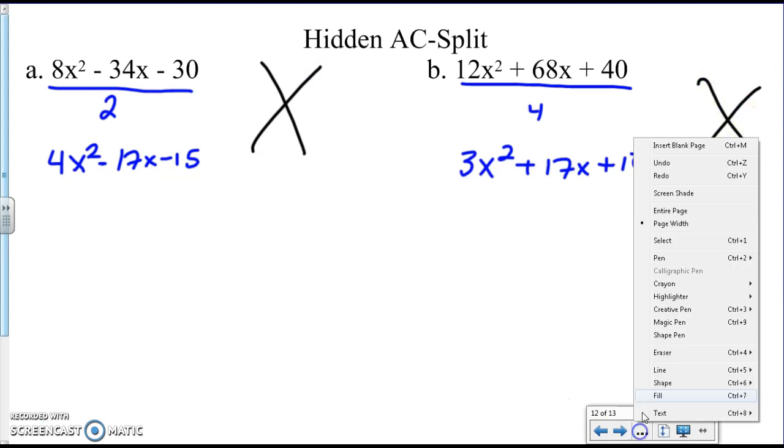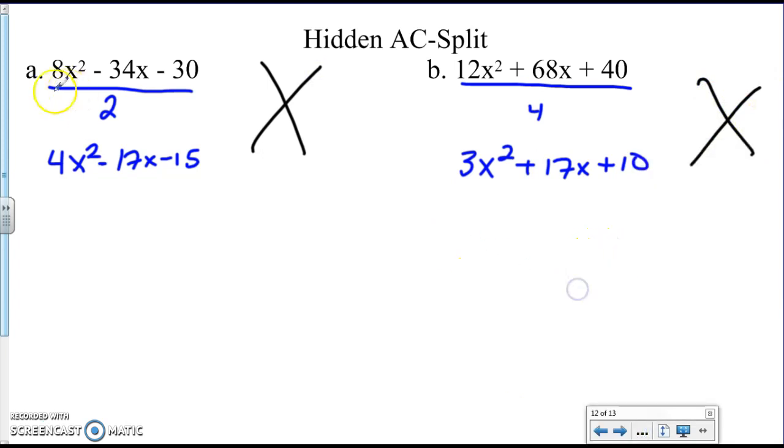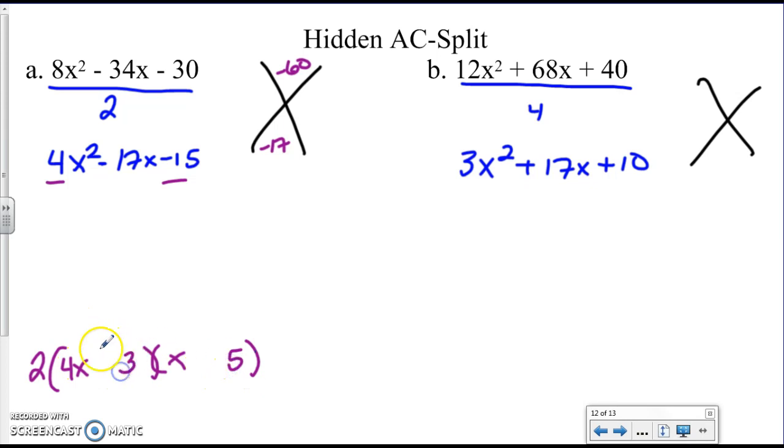Okay, so remember I'm multiplying a times c. So 4 times negative 15 is negative 60, and I have negative 17 on the bottom. I'll let you go ahead and figure those out. I'm going to tell you that your final answer should be this.